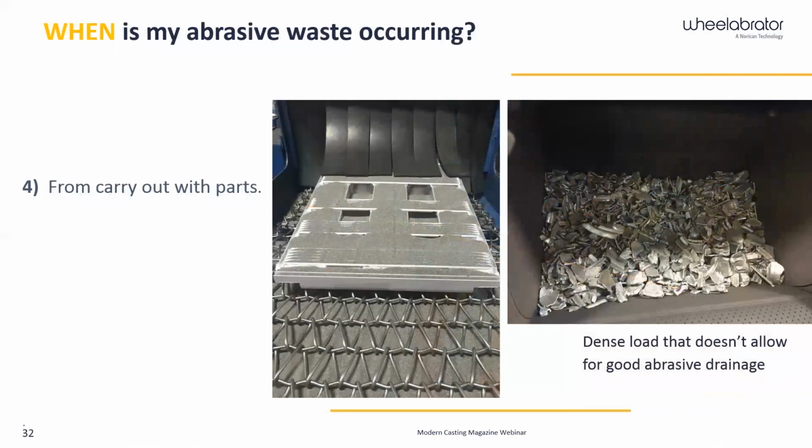Another area where it's very visible is abrasive waste from carry-out on parts. A couple of representations I've shown here. Obviously the one on the left-hand side is coming off a mesh belt. Visually, you can see that very easily. And you can imagine if I'm running parts like that on a regular basis, it's not going to take very long at all before I empty out the media from my machine because I've carried it out on parts. Another one that people don't always realize is the one on the right-hand side.